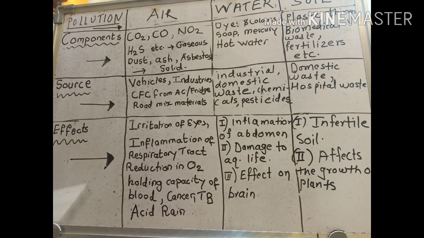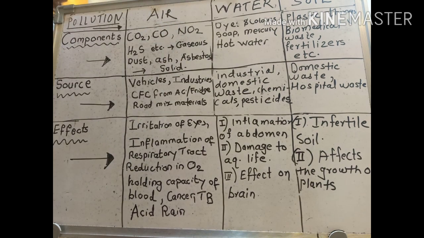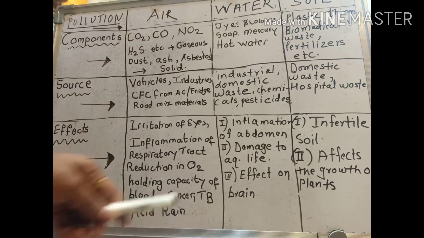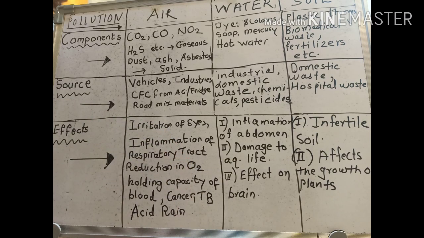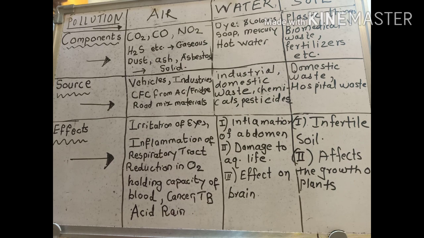So during the cooling process, a lot of heat is trapped by the water, and that hot water is liberated into water bodies, which can alter the temperature of the water. If the temperature of the water gets altered, it will have obvious effects and cause damage to aquatic life, which you will see. So these are some of the important water pollutants.